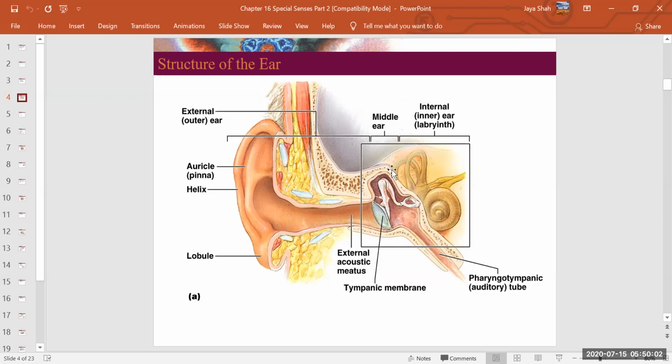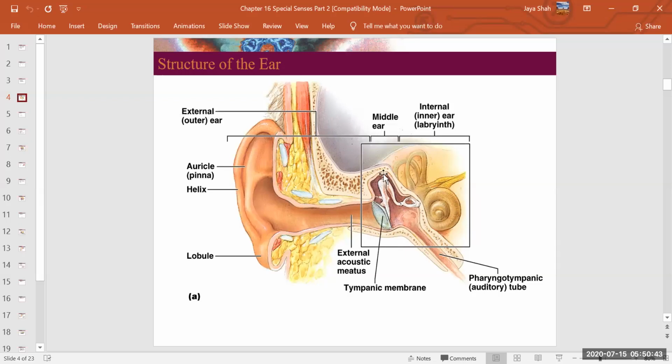So the roof is formed by the temporal bone. The lateral wall is formed by the tympanic membrane, and the medial wall is formed by the bony wall of the labyrinth or inner ear. So this is the inner wall. The floor is formed by the temporal bone as well as the tubular structure called the pharyngotympanic tube or auditory tube, which is lined by mucous membrane and connective tissue, and it opens into the nasopharynx. So this whole thing is the middle ear cavity.